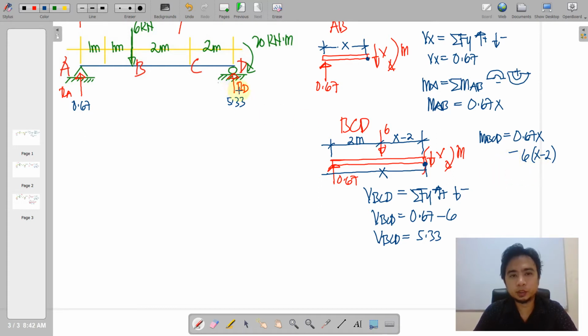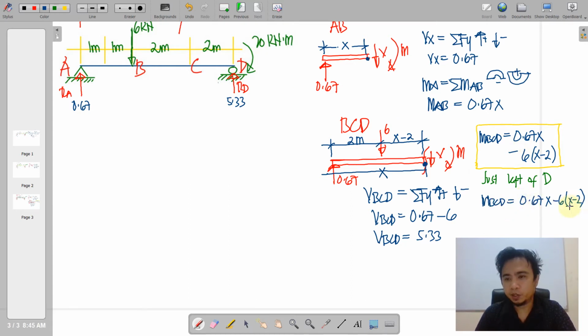So we also consider an equation where the 20 kilonewton meter will be included. So we can say here that this equation is for just left side of D. So if we wanted to include 20 here, we copy the same equation and consider the 20 just right of D. So this equation is an equation for just right of D. So basically, we have already completed our equation.